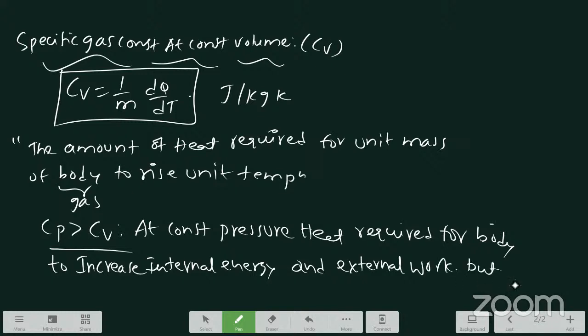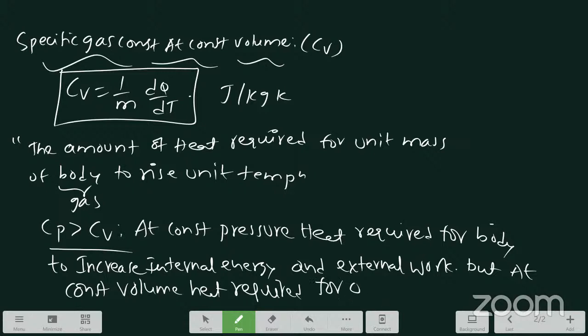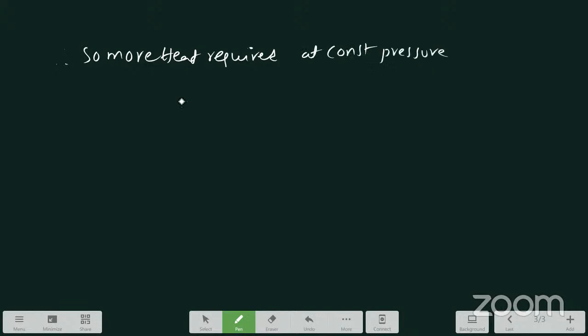But at constant volume, heat is required for only internal energy. So, more heat is required at constant pressure. Therefore, Cp is greater than Cv.